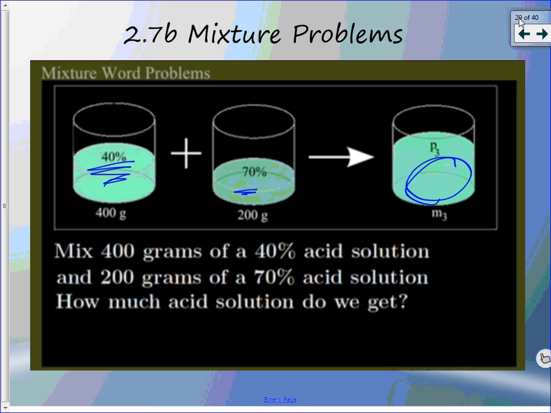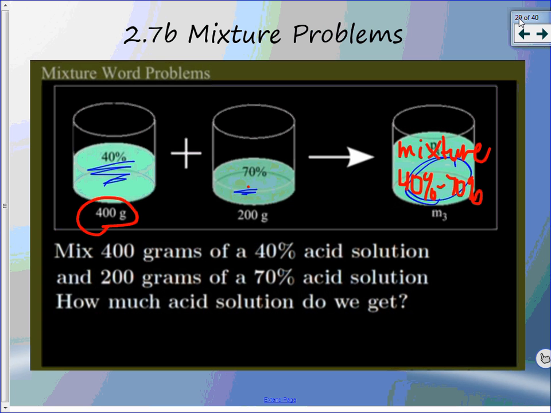110. Okay, let's think about that. Can you have 110% acid? No. So this has 40% acid and 60% water. This has 70% acid and 30% water. That means if you mix them together, this one is going to have between 40% and 70% because it's a mix. But you don't even know exactly how much. We can find exactly how much, and that's what these problems are.